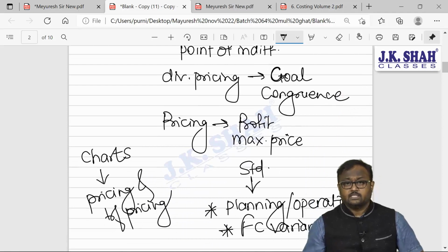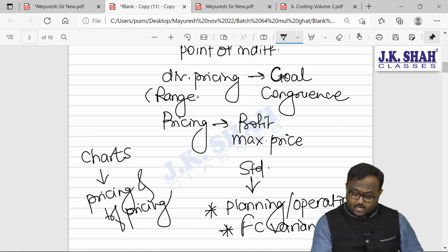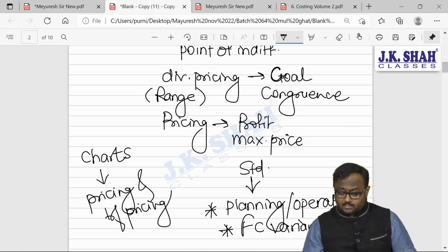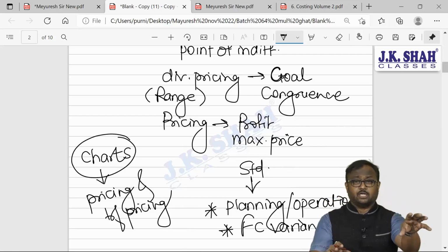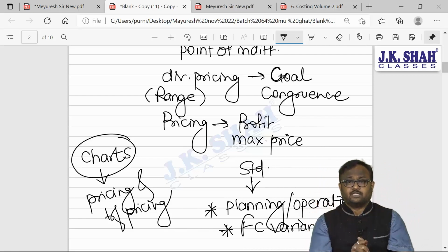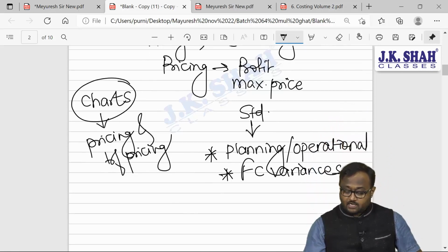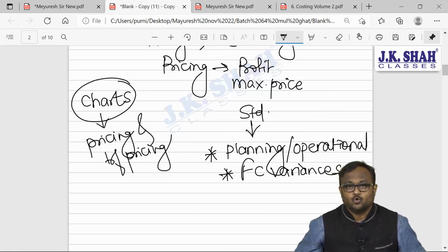Divisional pricing, focus on the goal congruence concept, which can also be considered as the range of transfer pricing. Then look at the profit maximization price, that MC equals MR concept in pricing. Please read the charts which I have given you initially in pricing as well as divisional pricing. Your major problems will get solved if you remember the chart thoroughly. And finally, for standard costing, go for planning and operational variance calculation and fixed overhead variances in depth. Do this much, I'm sure you will be able to do well.